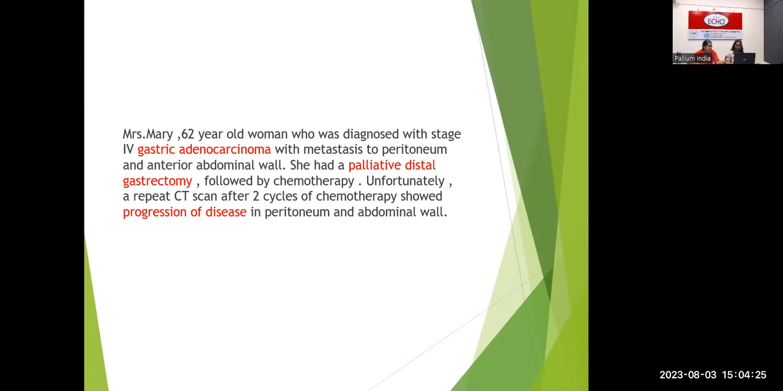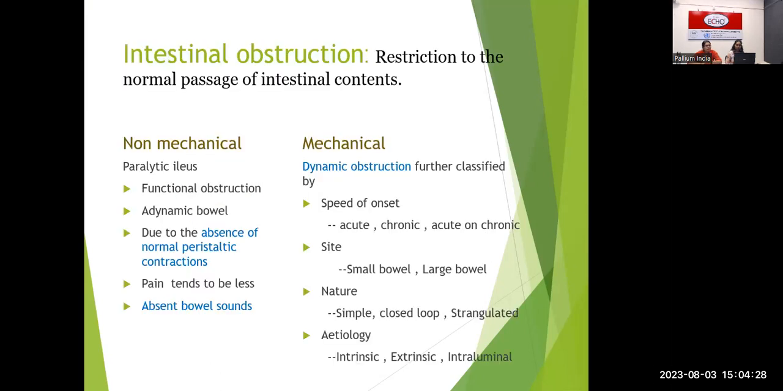Okay, so let's move on and understand what intestinal obstruction is, and then come back to the case to understand it better. Intestinal obstruction means the restriction of the normal passage of intestinal contents. So there is some obstruction somewhere, and now the patient is presenting with some symptoms. There are 2 ways we classify intestinal obstruction: non-mechanical and mechanical. In non-mechanical, it is probably due to paralytic ileus, a functional obstruction. Adynamic bowel occurs here, and due to the absence of normal peristaltic contraction, the patient presents with obstruction.